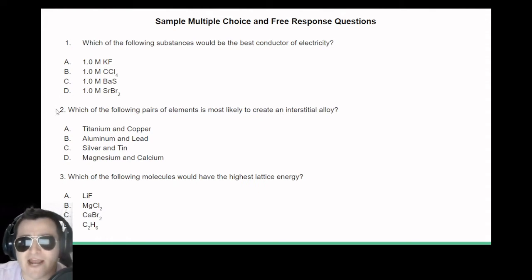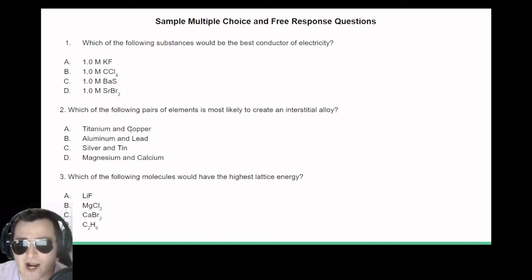Which of the following pairs of elements is most likely to create an interstitial alloy? Remember, this is that term that I was saying where, oh my gosh, it's a toss-up. I don't know if it's interstitial or substitutional. I get those mixed up. The term substitutional should be logical to you, intuitive to you. Substitutional is when two atoms are very similar in size to one another. Interstitial means they're very far apart. So I'm effectively going to take the two metals here that are the furthest apart in size from one another, and that's going to be an interstitial alloy.